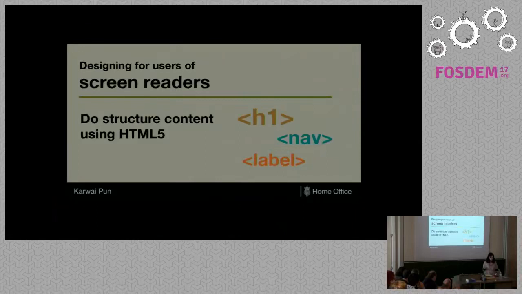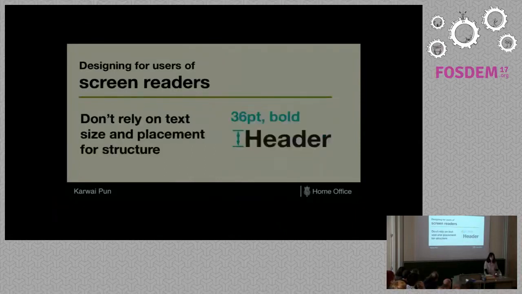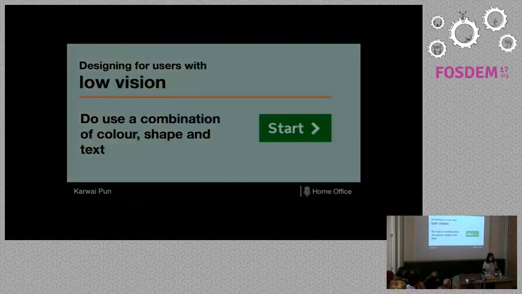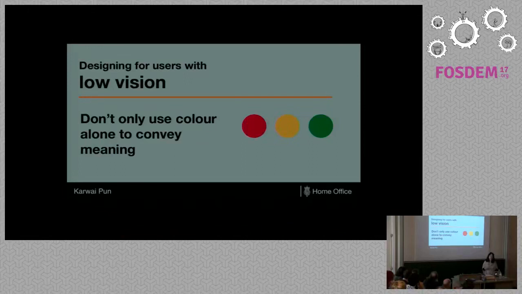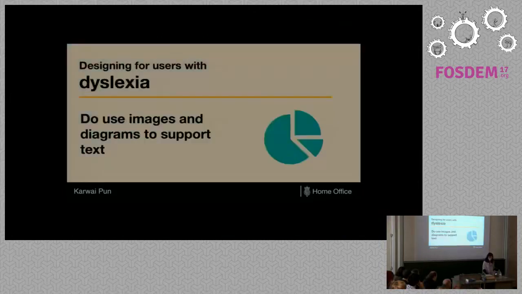Designing for users of screen readers. Do structure content using HTML5. Make sure it's correctly marked up. Don't rely on making things big and bold to convey that it's something, like a header, because screen readers won't read that properly. Use a combination of color, shape, and text in order to convey that something is a button, for example, as opposed to just using color alone, because some people may not be able to distinguish colors. And worse still is if those colors tend to be quite similar in hues.